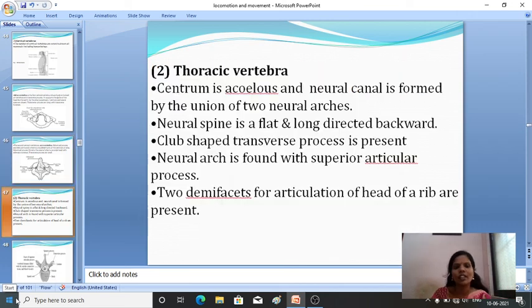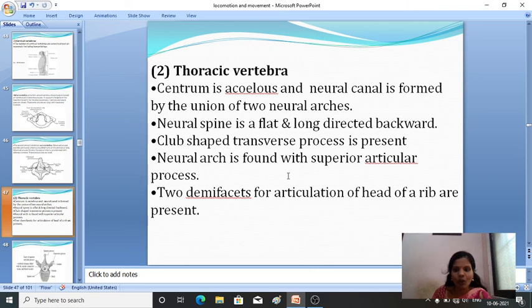Next, the second one is the thoracic vertebrae. In thoracic vertebrae the centrum is heart-shaped, and the neural canal is formed by the union of 2 neural arches. This neural spine is flat and long. It is directed backward, and a club-shaped transverse process is present.